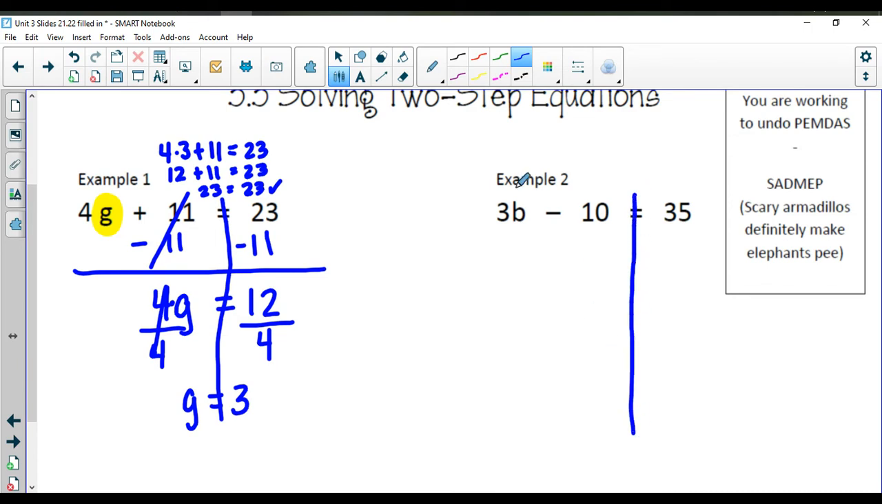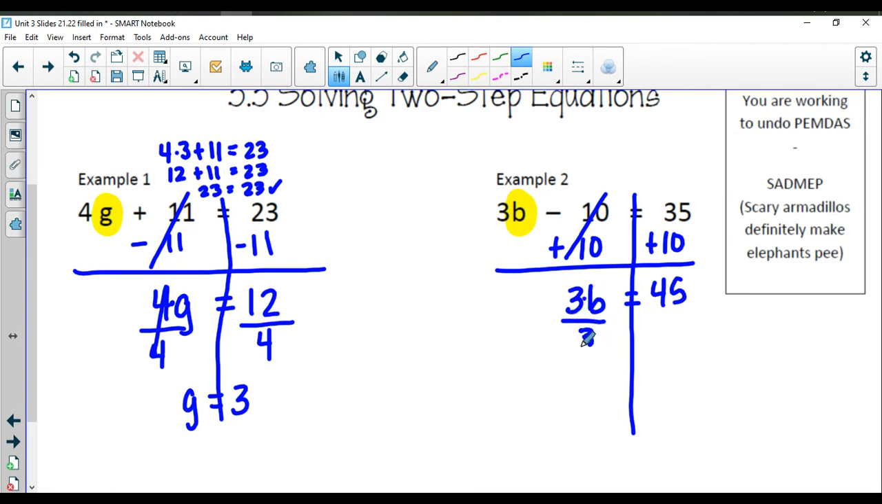Example number 2, drop your line down your equal sign. Again, here's my variable. It has a 3 attached to it. Addition and subtraction first. So I'm going to undo this subtraction with addition, inverse operations, bring down that 3b, bring down my equal sign. 35 plus 10 is 45. 3 and b are put together with multiplication. I'm going to undo with division. Whatever I do to one side, I'm doing to the other side. 3 divided by 3 really gives me 1, and 1b really just means b. So I have b equals 45 divided by 3 is 15.